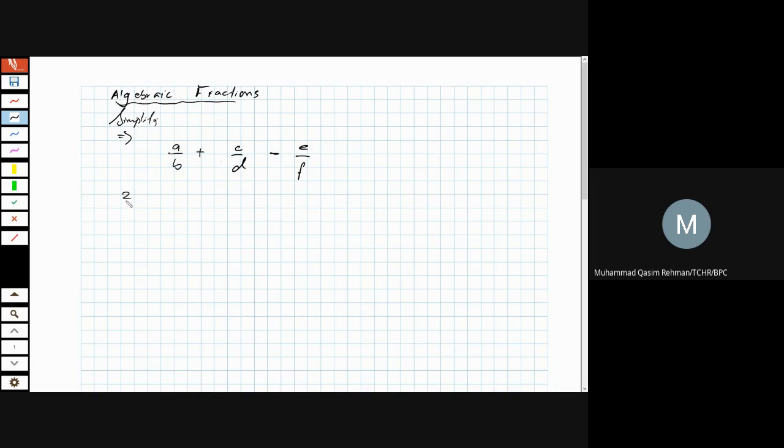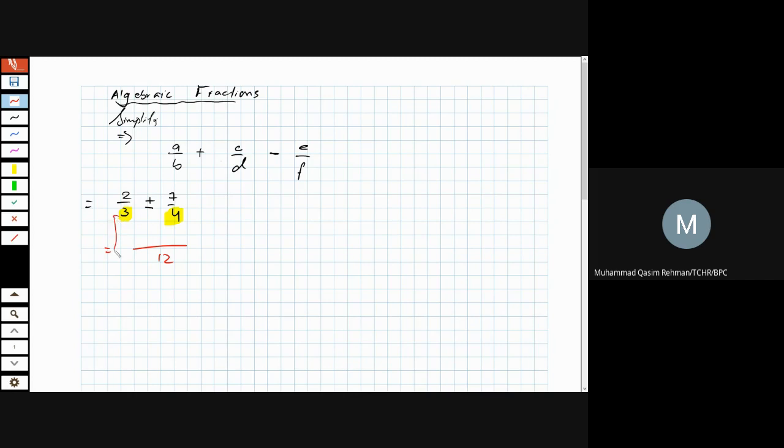Normally, if you have 2 by 3 plus 7 by 4, this is not algebra. These are not algebraic fractions. These are just numerical fractions that you have to add. Whenever you have to add or subtract numeric fractions, you take the LCM of the denominators. In this case, the LCM would be 12. Just a quick recap of how you deal with numbers.